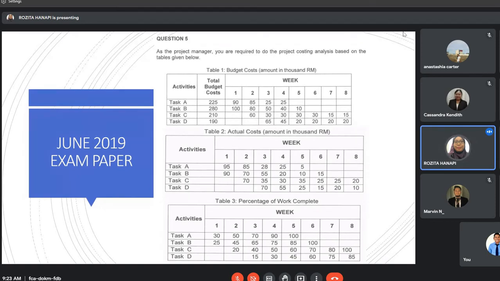Okay, first of all, you need to be aware of the budget of the project, and then the actual cost of performing the project, and also the percentage of work complete. Okay, the budgeted cost is the cost that you plan for the project. Actual cost is the cost that you spend in the project, and this one is the work that is being completed in the project. Okay, so to do this one, the first one.